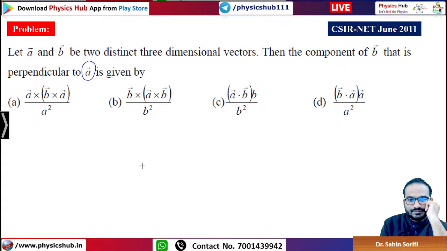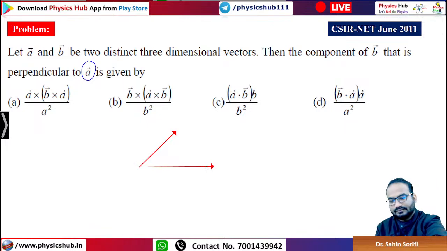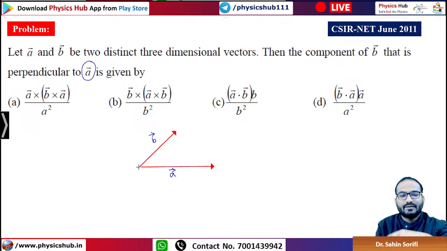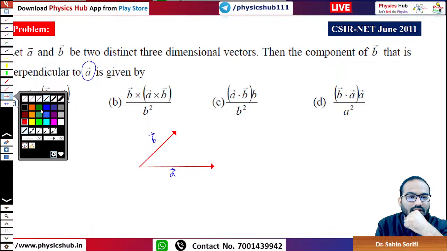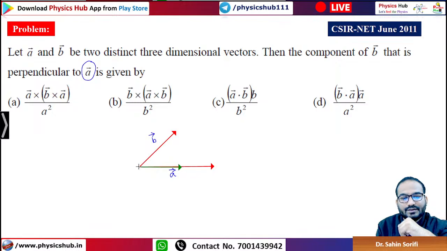Let's first try to draw the vectors. Let's say B vector is this, A vector is this. This is vector B and this is vector A. So for obvious reason, this B vector will have one component here. So B vector will have one parallel component and one perpendicular component.